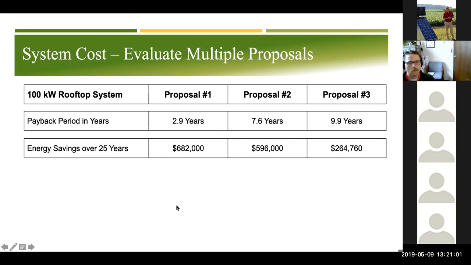And then we can look at energy savings over 25 years. As I look at these numbers, I can almost guess what type of energy escalation rate we're working with here in project number 1. And ultimately, I can tell you it was 10% energy escalation for 10 years. Whereas this one, I think, was at 2.5% energy escalation rate.